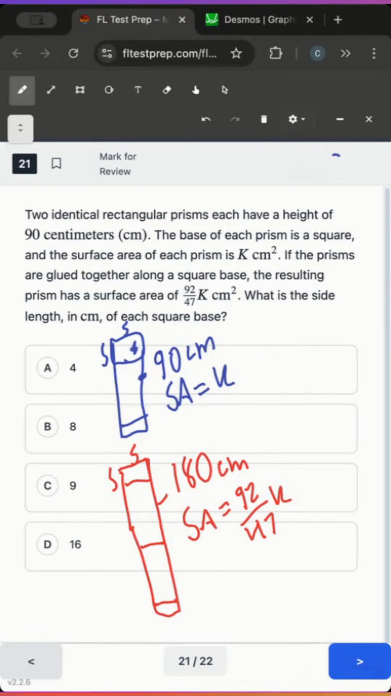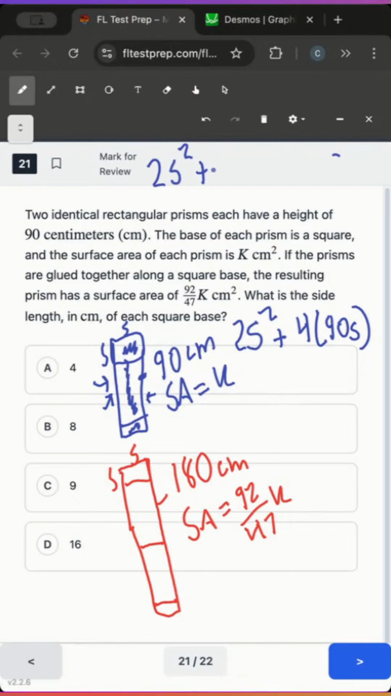I know I can find the area of my top and my bottom because it'd be s squared, and I'm going to do it twice. So it'd be 2s squared plus, well, how many faces of this long rectangle side are there? There's 1, 2, 3, and 4. 4 faces of the rectangle. So it's going to be 4 times 90 times the side. Let me write it up here for now: 2s squared plus 4 times 90s is going to equal K.